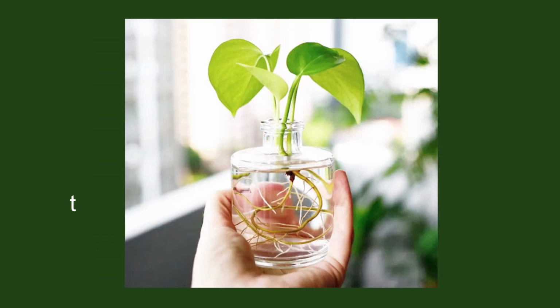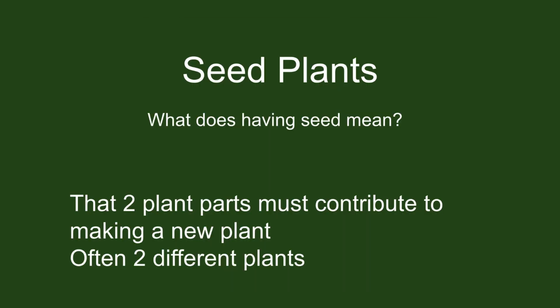Perhaps somebody in your household has taken a plant, thrown it into some water and let it sit for a while, and then they get some roots. And then you throw it into some soil, and then you've got a new plant. This also is another form of asexual reproduction.